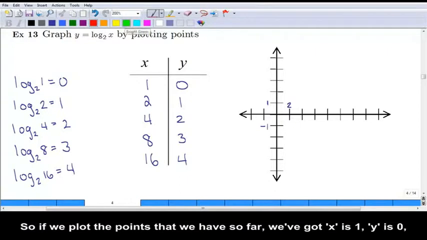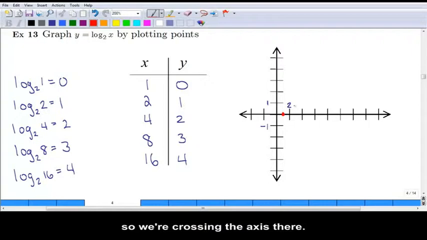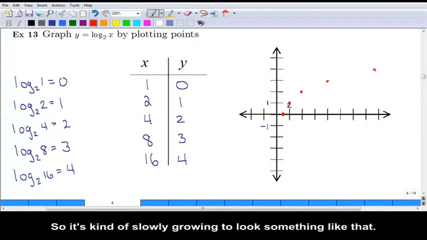So if we plot the points that we have so far, we've got x is 1, y is 0, so we're crossing the axis there. At 2, we are at a value of 1. At 4, we are at a value of 2. At 8, so 2, 4, 6, 8, we are at a value of 3. And at 16, so this would be 10, 12, 14, 16, we are at a value of 4. So it's kind of slowly growing to look something like that.